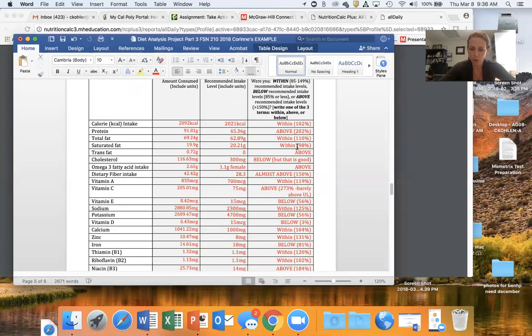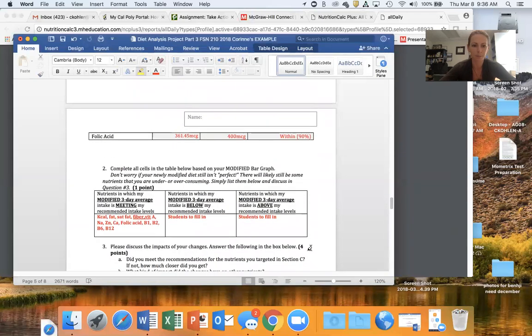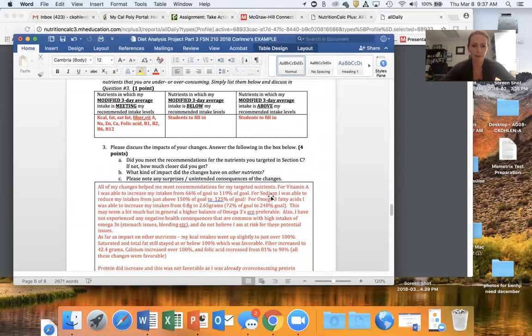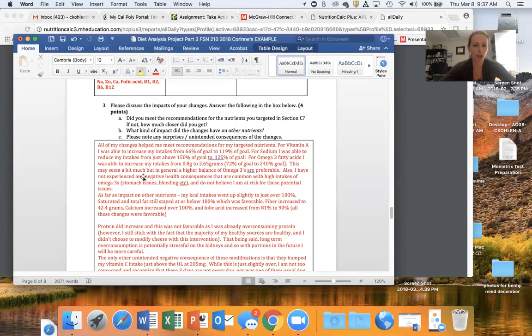You don't have to put your numbers in parentheses like I did here, but for me it was very helpful, because I could look at these numbers and compare them to my diet analysis part 2 to see where I excelled and how my changes really made a difference. So you don't have to for your grade, but it might be helpful for your analysis. Then, similar to part 2, you're going to look at which nutrients were meeting goal, which were low, which were above, and then you're going to analyze your changes.